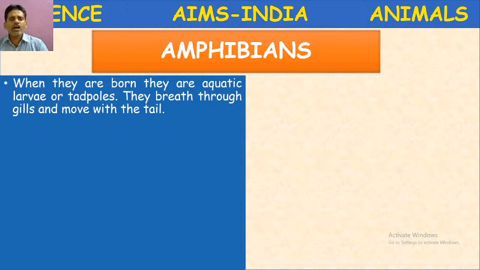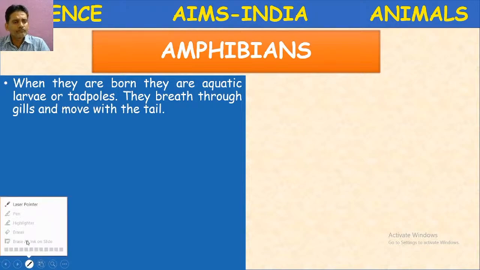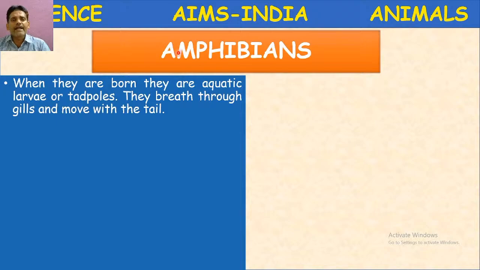Amphibians. What are amphibians? Amphibians are a group of animals which live both on land and in water. Amphibians are those animals which live on land as well as in water. This is the basic characteristic feature of amphibians. So when they are born, they are aquatic, means in water. The larva of amphibian, for example frog, is called tadpole. This tadpole breathes through gills and moves with the help of tail.